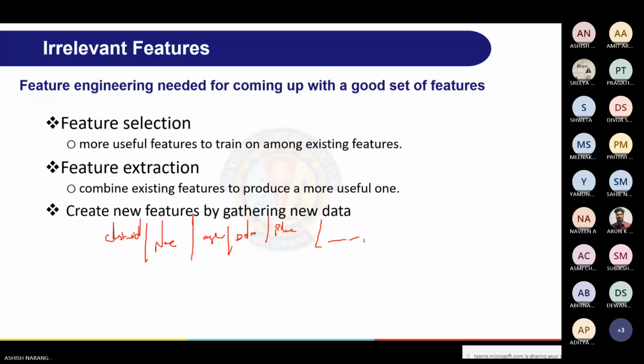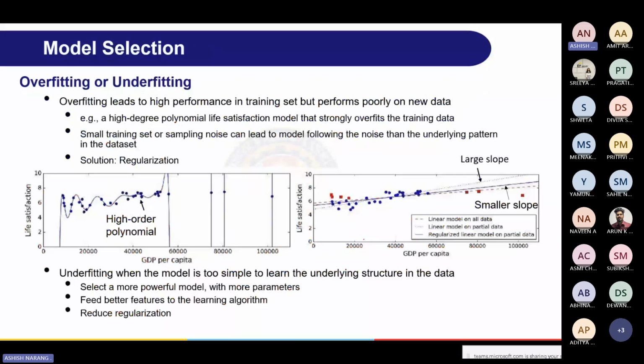So feature engineering is an important step that has to be done before you start feeding the training data to the model. You have to decide which features should go to the training data. I talked about overfitting earlier. Model selection: should I go for overfitting or should I go for underfitting? I have to avoid both the things.